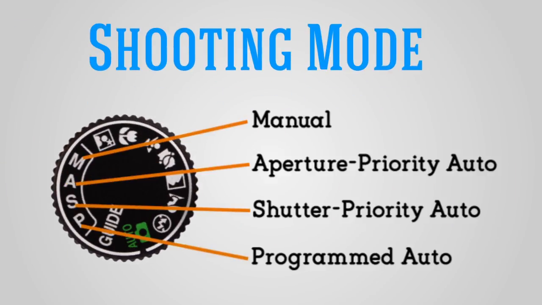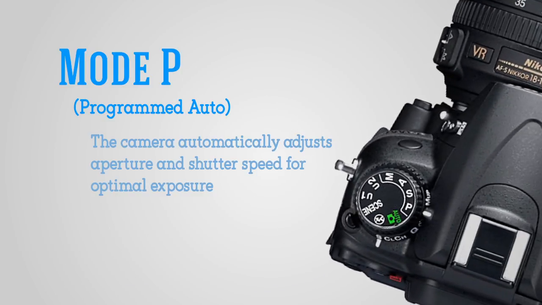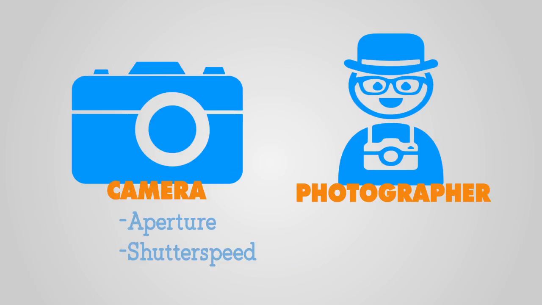Next is understanding further about different shooting modes so you can release yourself from shooting on auto mode. First is mode P, or program auto mode. The camera automatically adjusts the aperture and shutter speed for optimal exposure, but the photographer can choose from different combinations of aperture and shutter speed that will produce the same exposure.